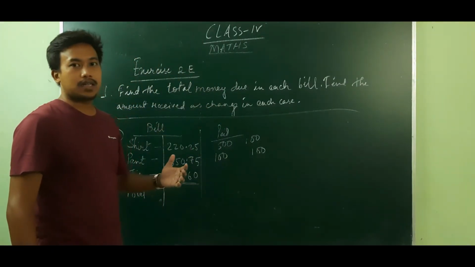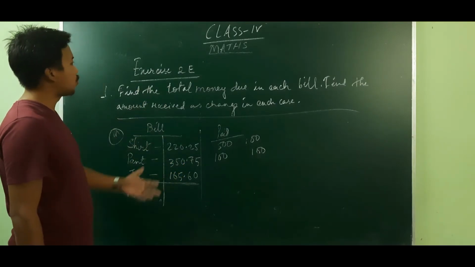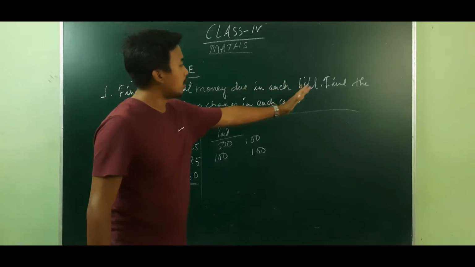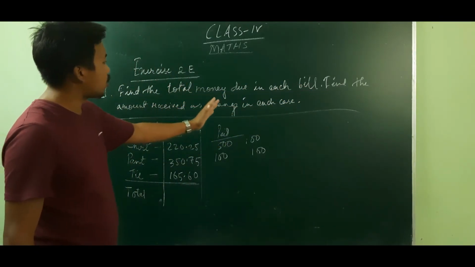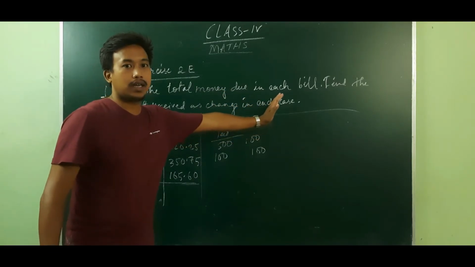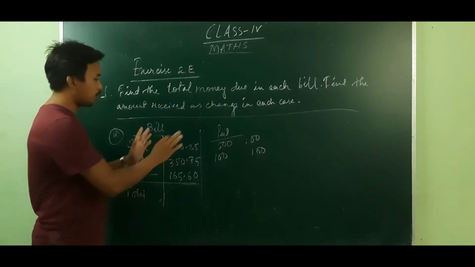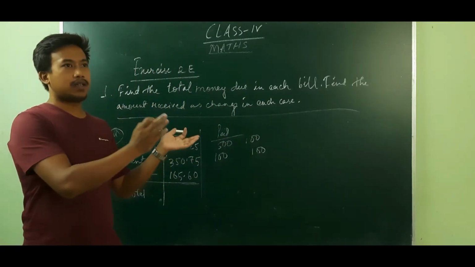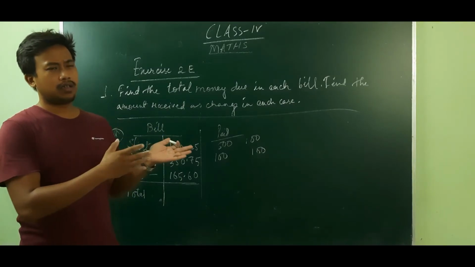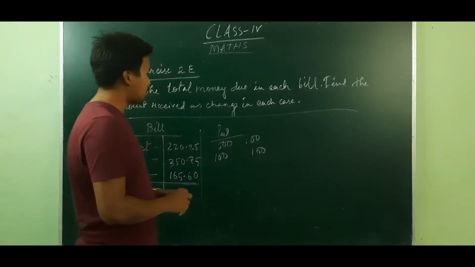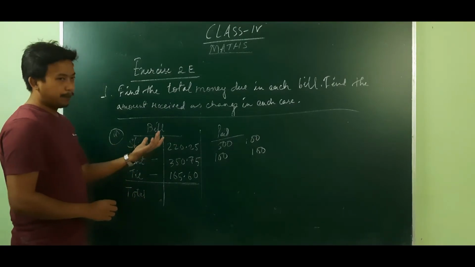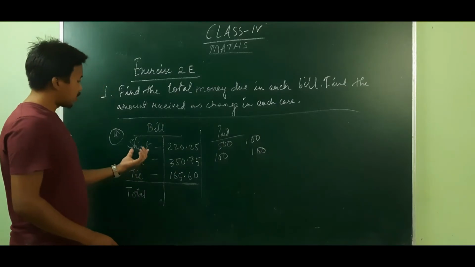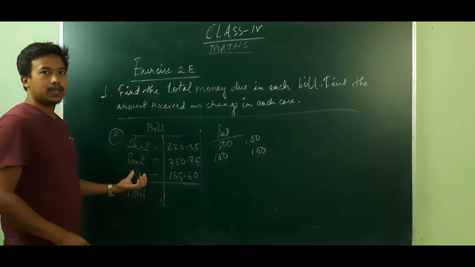The next one is exercise 2E. From exercise 2E, question number 1: find the total money due in each bill. Again, find the amount received as change in each case. Now, for example, before doing the sum, think that you came to the school library, or say the school bookstore. When you came to the bookstore, your parents gave you some amount of money. You are supposed to buy a shirt, pants, and a tie.